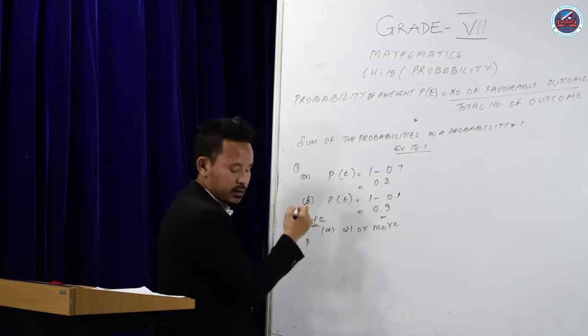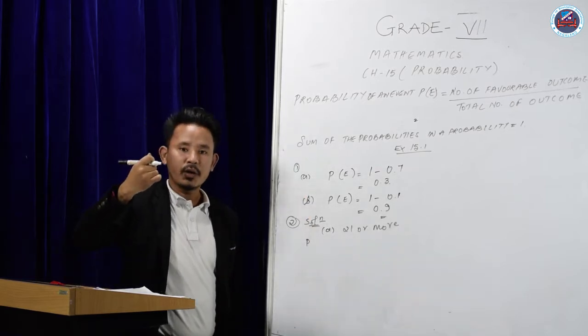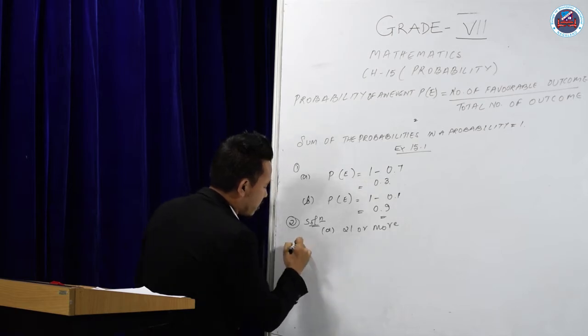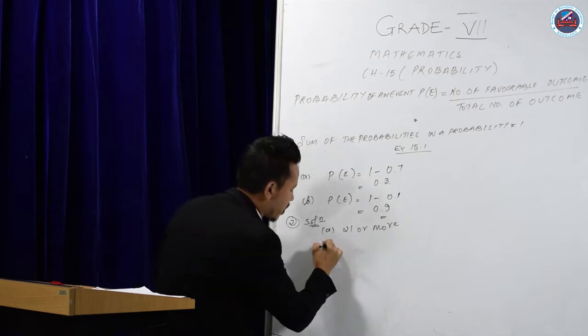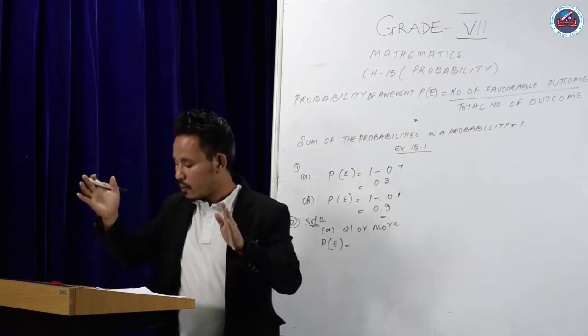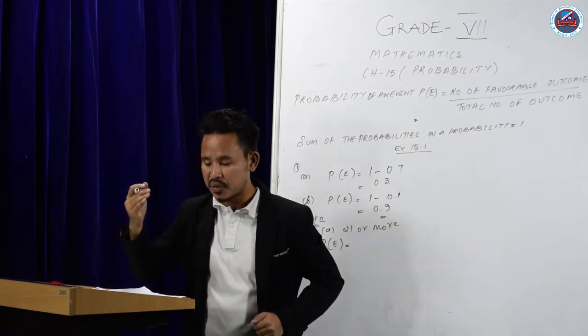So we are asked, what is the probability that the person is 21 or more? That means probability of an event. Now, when we look in the figure, to the right side, the age is given there, and the percentage is given there.